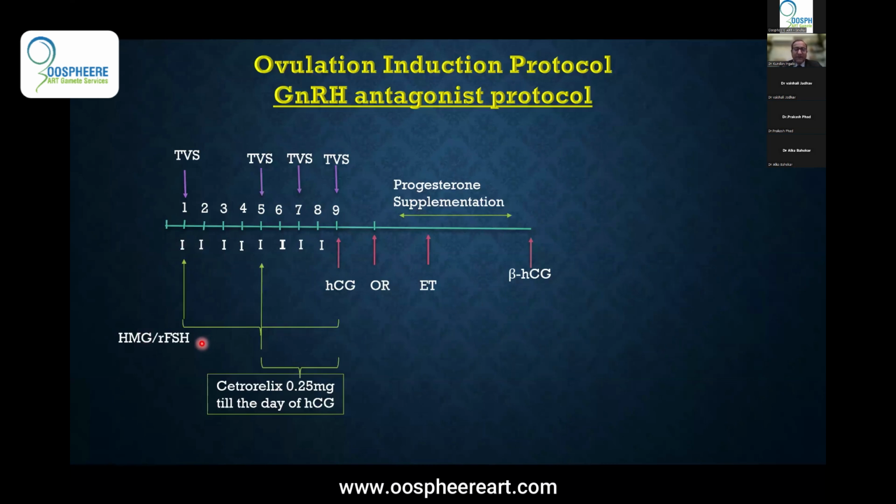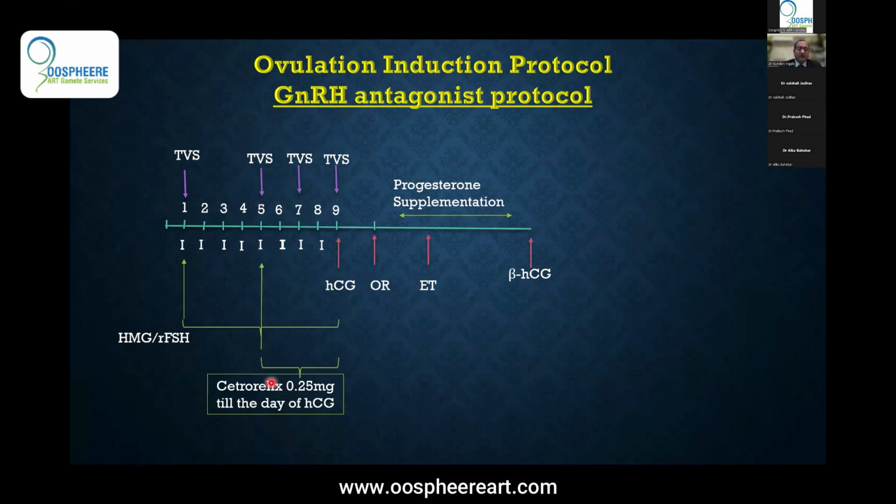As I said, if it is a normal responder, 300 of HMG is more than sufficient, and 200 of recombinant FSH is more than sufficient. So you give for 4 days: on the second day of period, third day, fourth day, and fifth day of period. You call the patient back to the clinic on the fifth day of stimulation, and you assess the recruitment. So how many follicles have been recruited from the total available follicles? That idea you will get here.